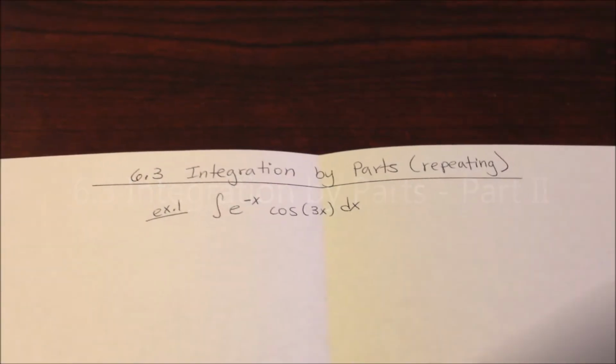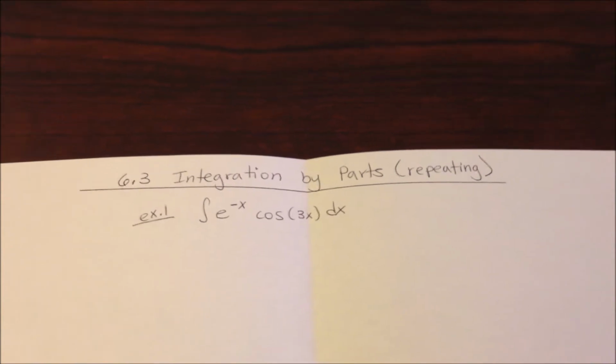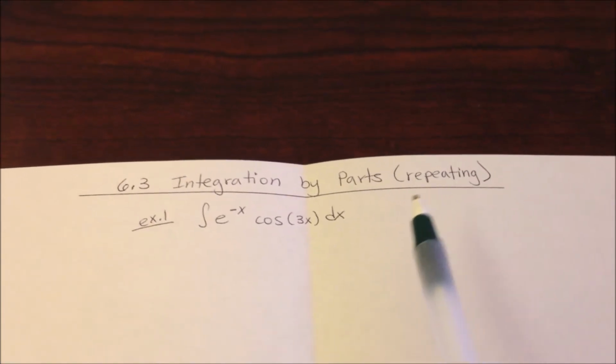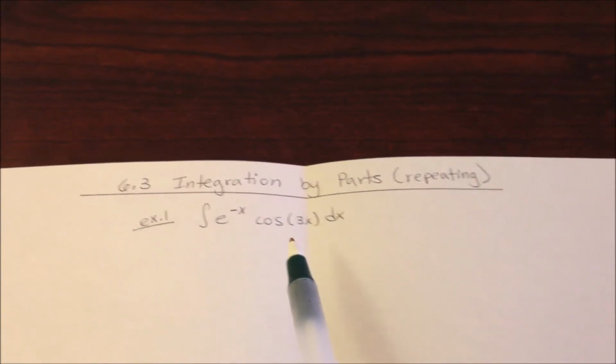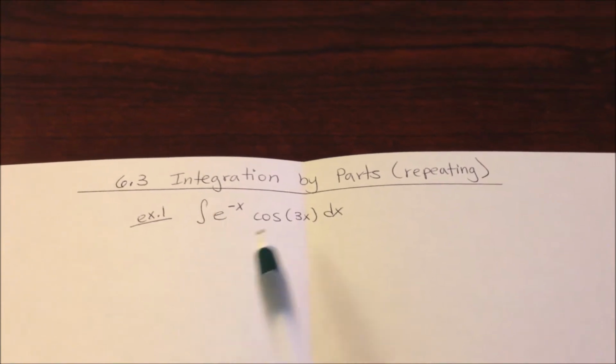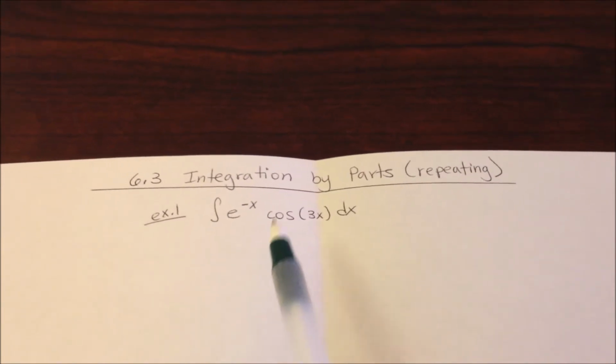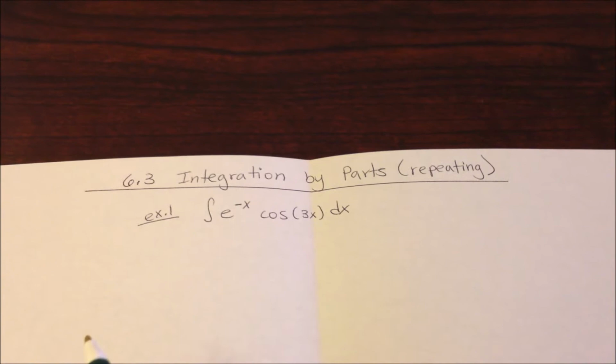Okay, this section's on 6.3, integration by parts. I'm going to call it the repeating one, though. This is still by parts, but what we're going to find out is in this equation, it's going to start to repeat. And so there's a little trick behind that. So we're going to work on that one.